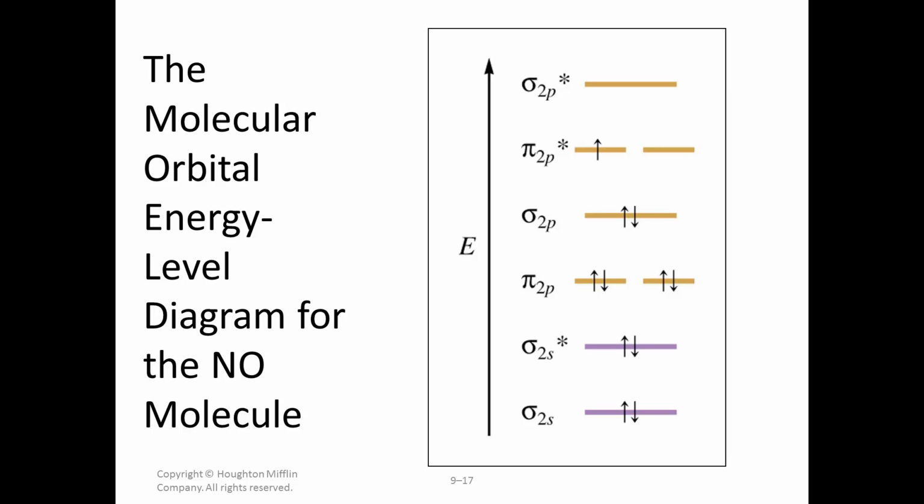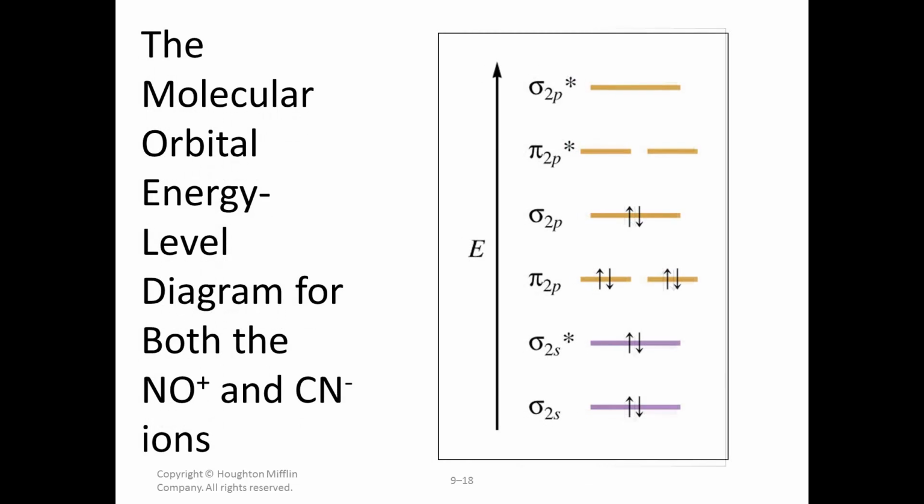So we could write a molecular orbital diagram for nitrogen monoxide using the same idea of conservation of atomic orbitals to give us our molecular orbitals. For the nitrogen monoxide ion and the cyanide ion, we would have identical molecular orbital energy level diagrams.